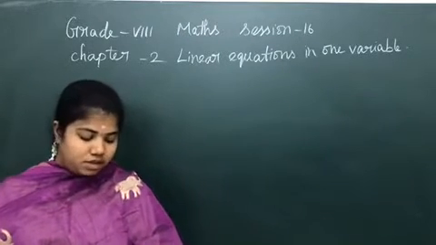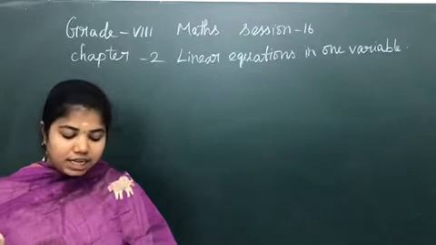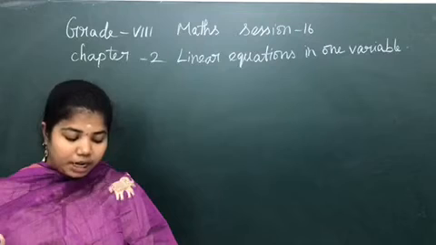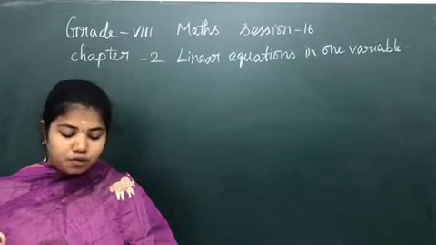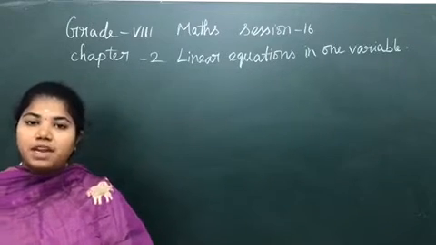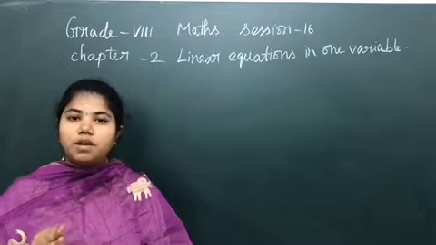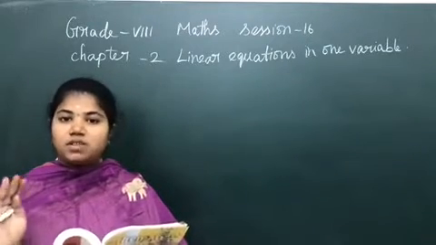Listen carefully to the question. Three consecutive integers are such that when they are taken in increasing order and multiplied by 2, 3 and 4 respectively, they add up to 74. Find these numbers. Already in the previous session I have explained consecutive numbers. Consecutive numbers means the next number, the upcoming numbers. Okay, that is consecutive numbers.